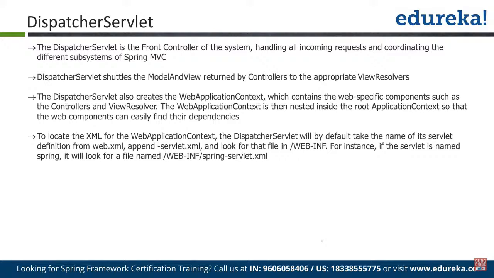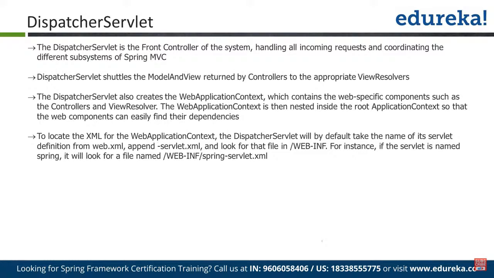We can inject that. Now the last point is to locate the XML for the web application context. The dispatcher servlet will by default take the name of its servlet definition from web XML. So if you guys remember, for application context, we have one XML created, right? Spring Bean configuration, application context.xml, core.xml, whatever name you want to give, you can give, right?